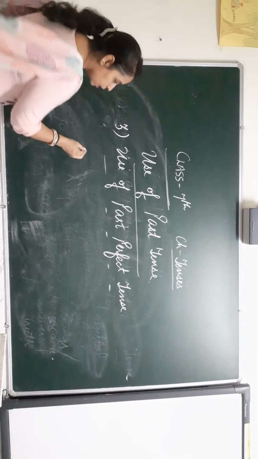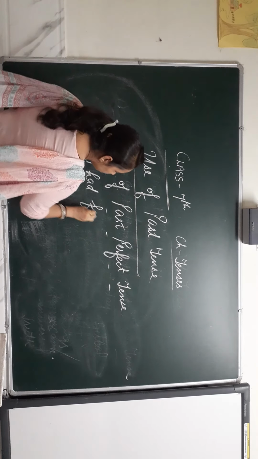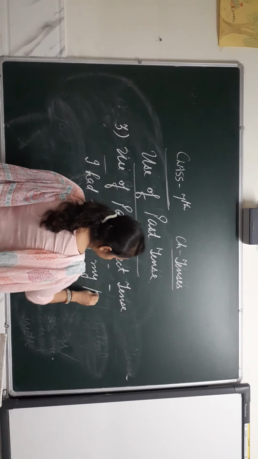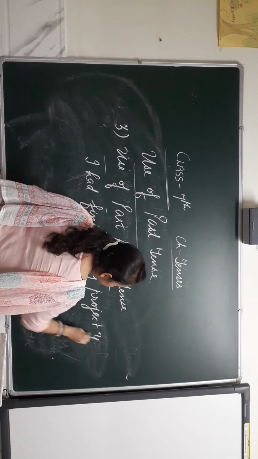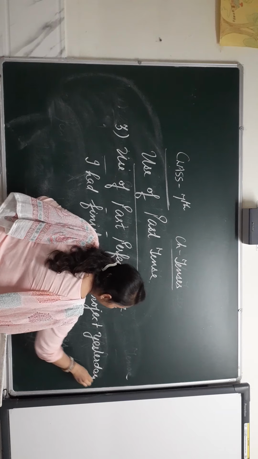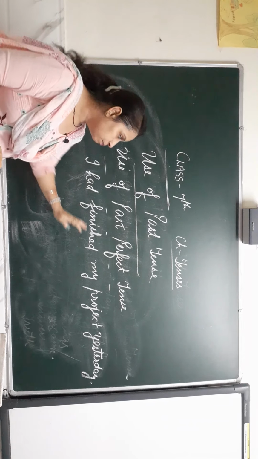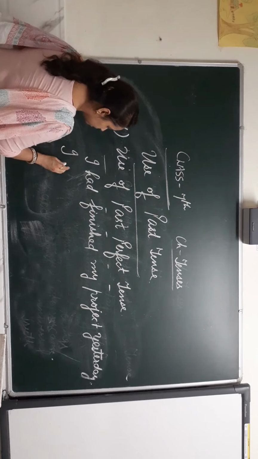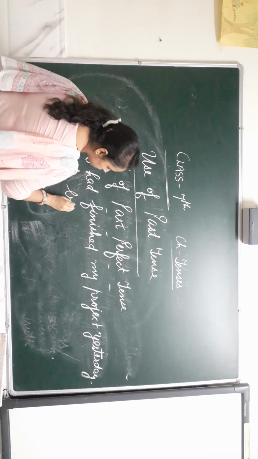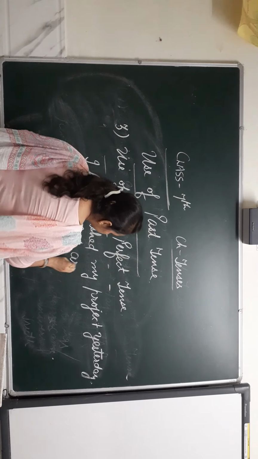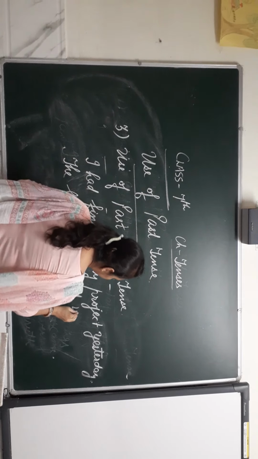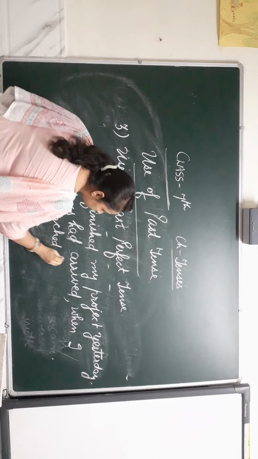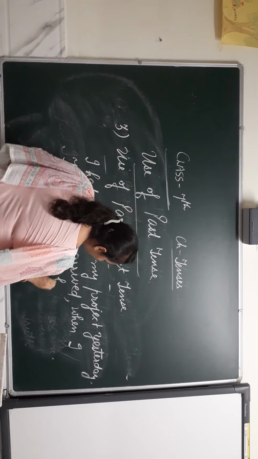Like for example, I had finished my project yesterday. So already I had finished this. You are showing the completion here. So you will use the past perfect tense. One more example is there. The bus had arrived when I reached there. When I reached the bus stop.